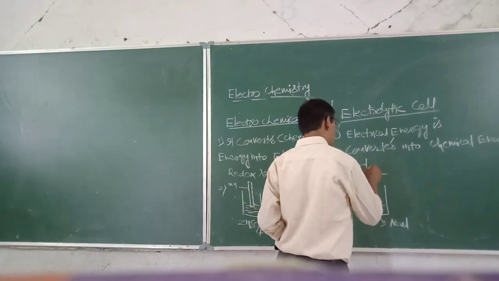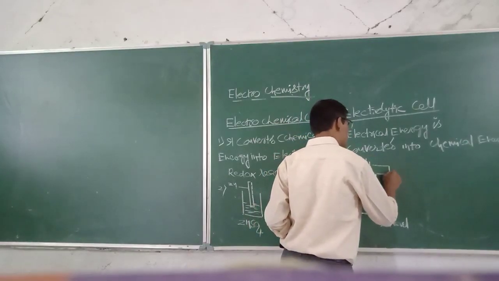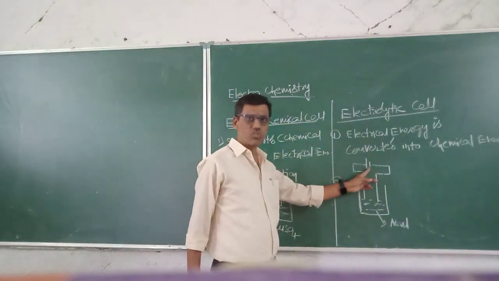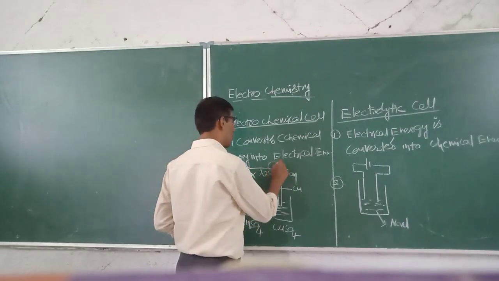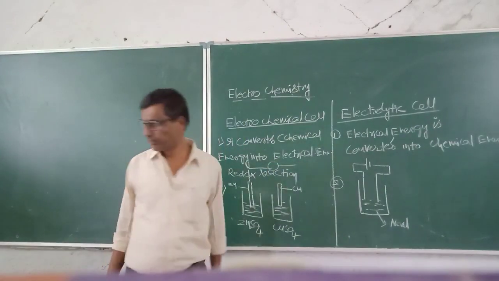Now it is externally connected to a battery. This is a battery. Whereas here, these two rods are connected to each other. You see now?